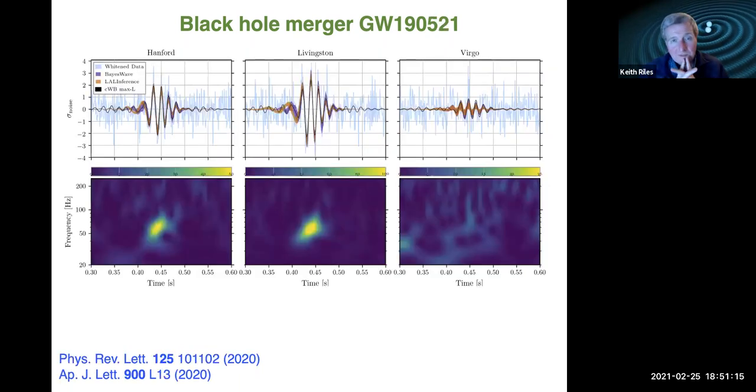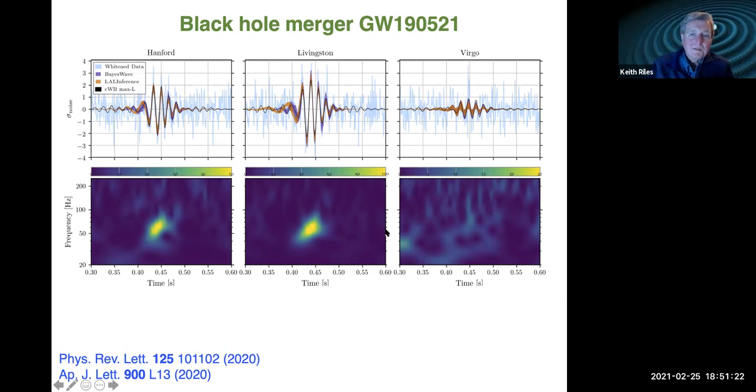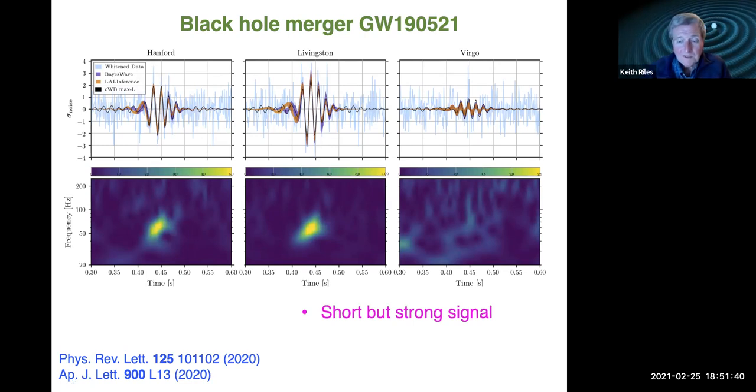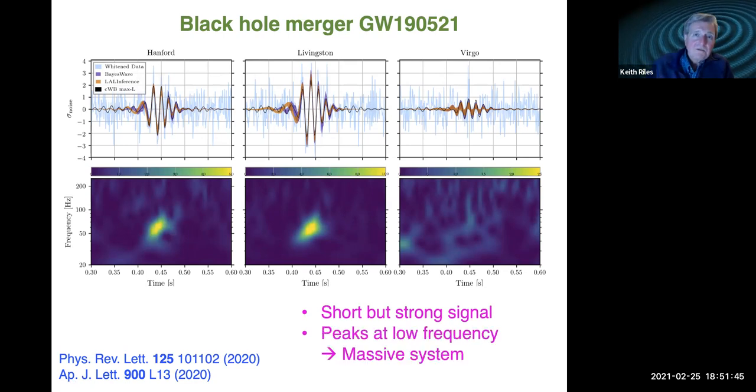Here's another interesting event that was a surprise. This was taken on May 21st of 2019. And if you look at these spectrograms, it's quite bright in Hanford and Livingston data. The top frequency is relatively low. It's only about 65 hertz at the point of merger. That automatically tells you that this must be a massive system, one where the two black holes come together very quickly before they can go around each other too many times. It's a short, strong signal. It peaks at low frequencies, meaning it is a massive system.